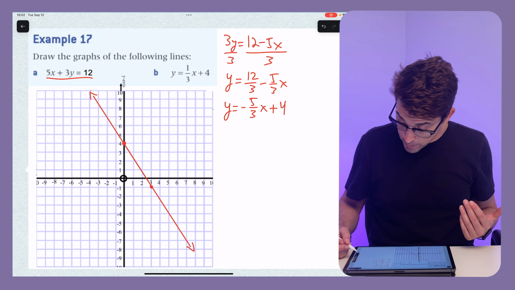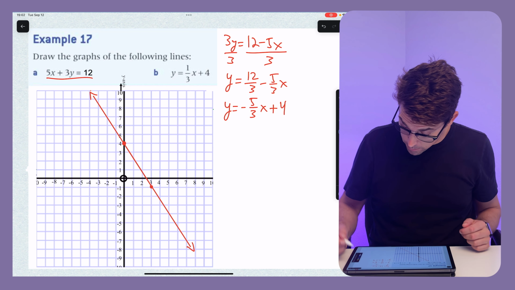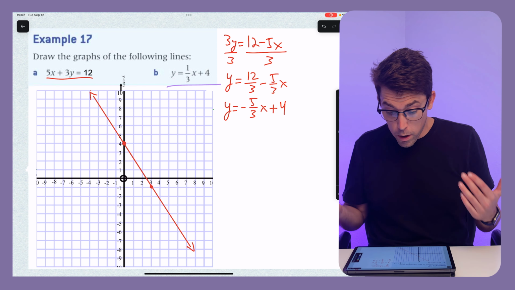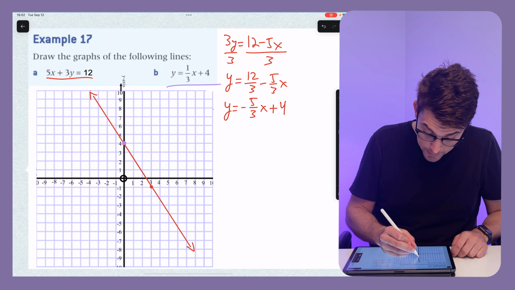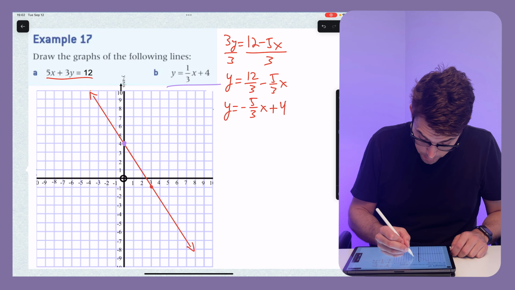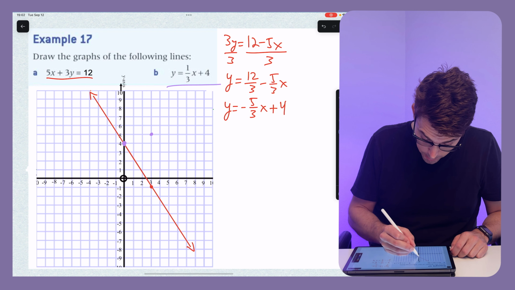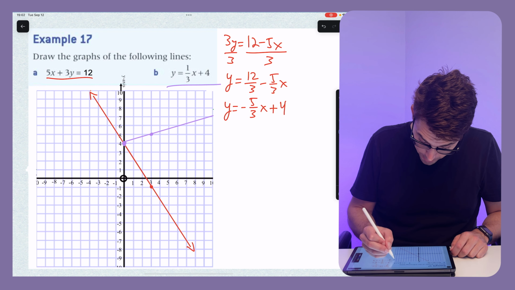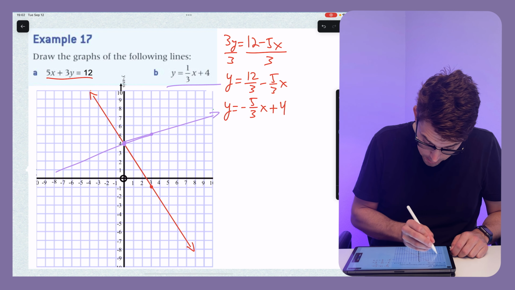And let's have B, which is actually even easier. Let me go ahead and do this in purple. Y is equal to 1/3 x plus 4. So again, positive 4 is my intercept, and my rise is 1. And I'm going to go over 1, 2, 3 over here. And just like that, I am going to have this equation just like that.